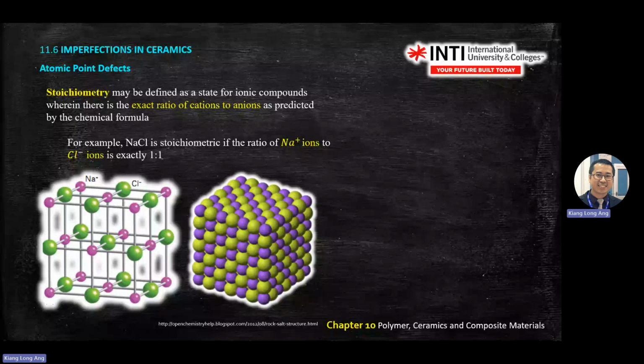So how can non-stoichiometry happen? When there are two valence states existing for one of the ion types. For example, you know that iron oxide, you have two colors.